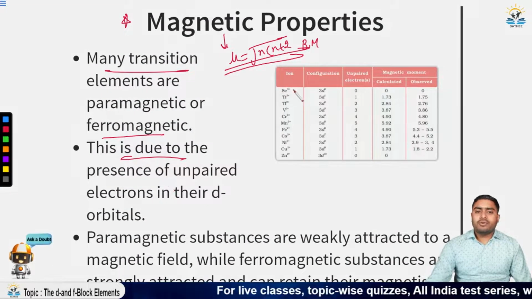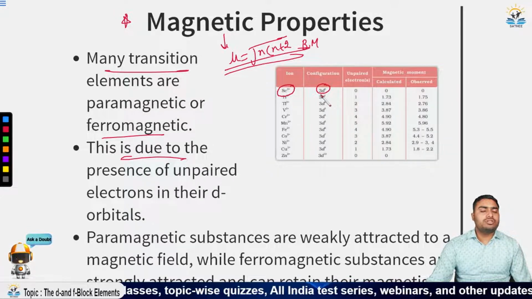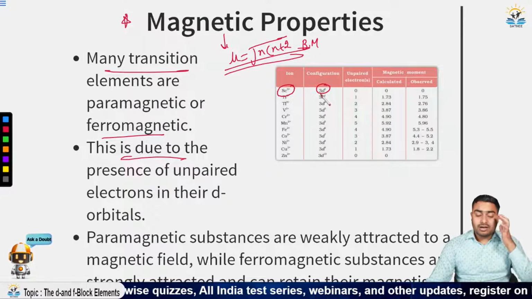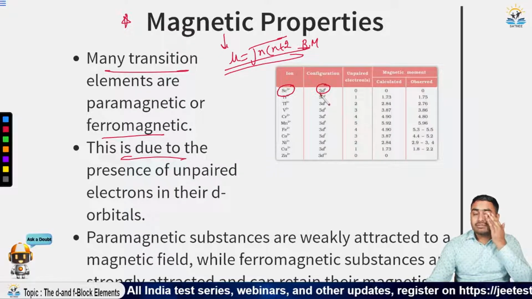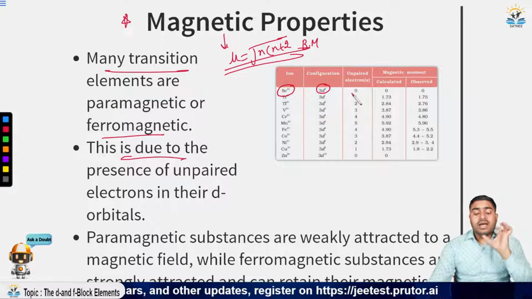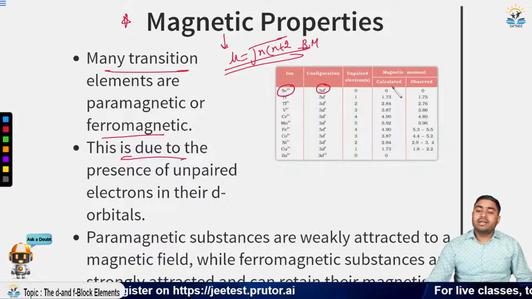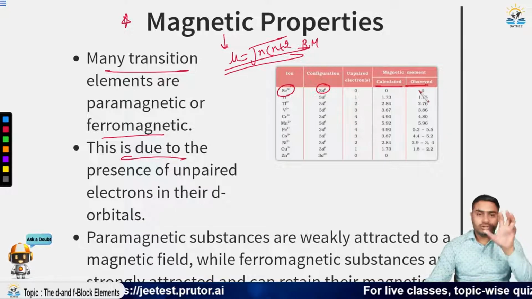In this tabular form, you can see Sc3+. It is the 3d0 configuration, because 3d1 4s2 is the electronic configuration of scandium, and after the loss of 3 electrons, it will show 3d0 electronic configuration. Because it has no unpaired electrons, the magnetic moment will be 0, both calculated as well as observed. So both data are here.